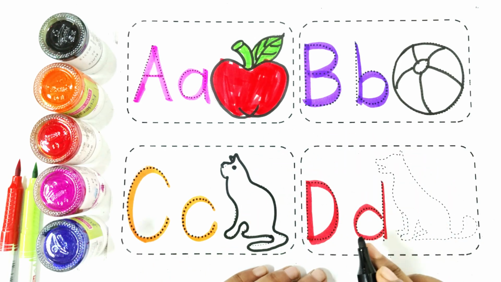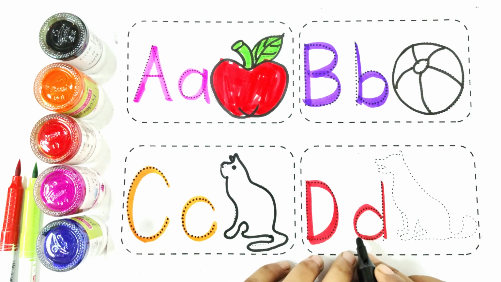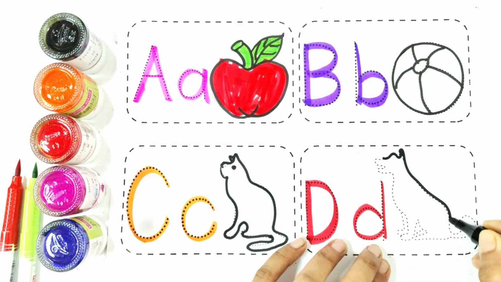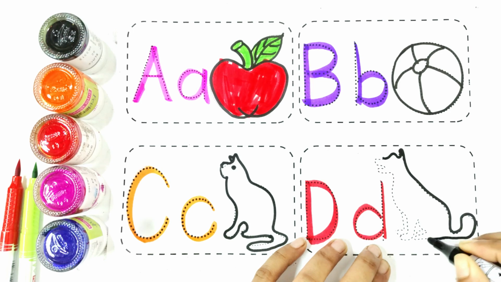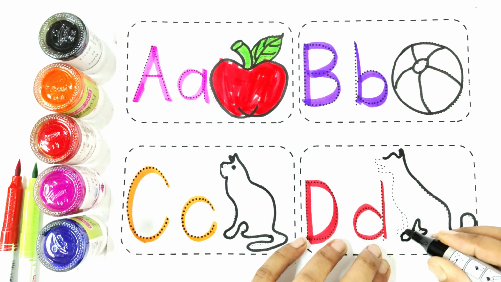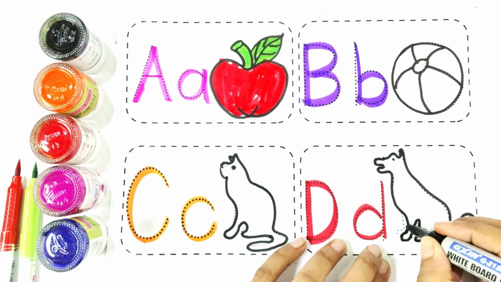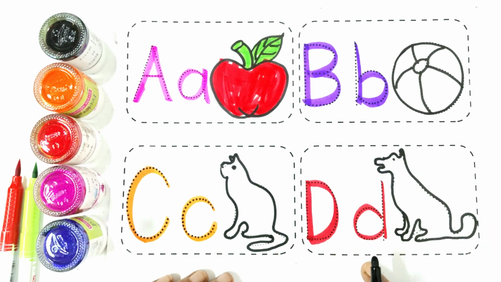Say with me, D. D is for dog. Draw with me a dog. Again, say with me, D is for dog.